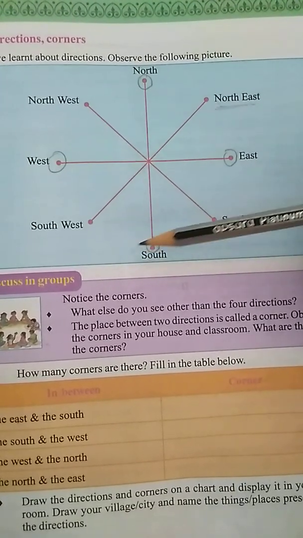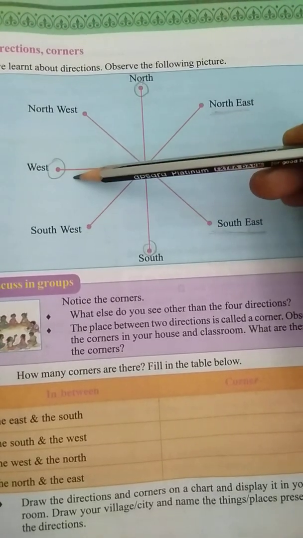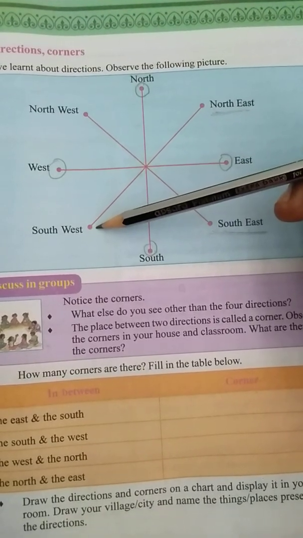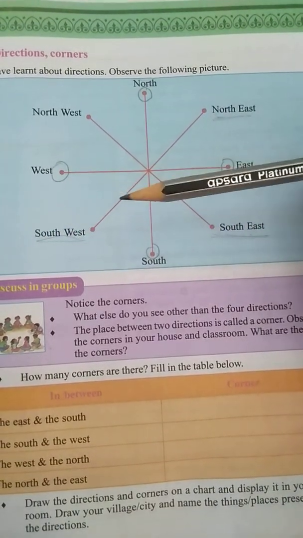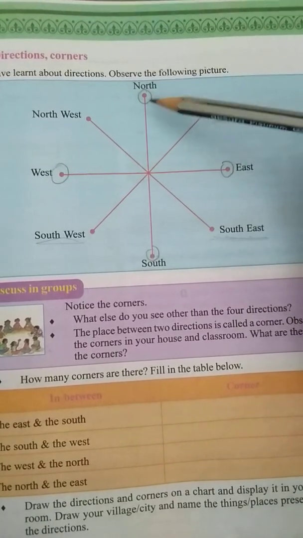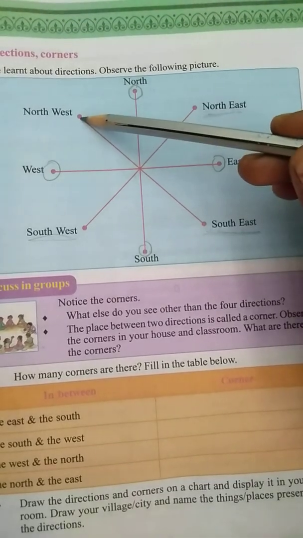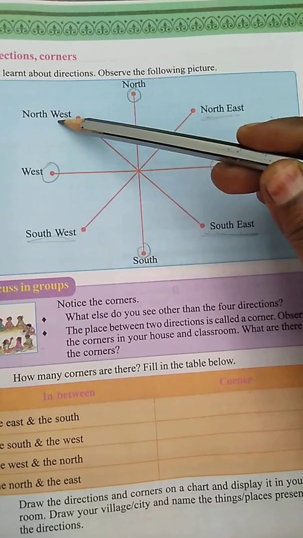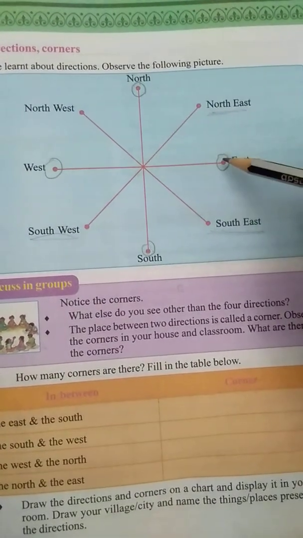Now from south to west. Which corner is in between? Yes, it is southwest. And from west to north, in between, which corner is it? It is northwest. So, understood, children? These I have circled.